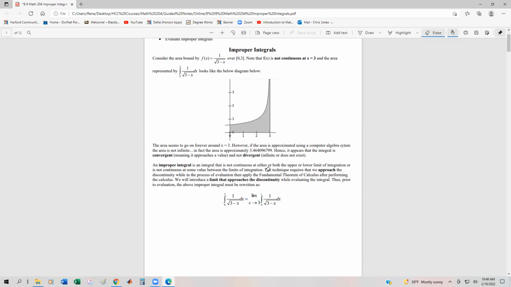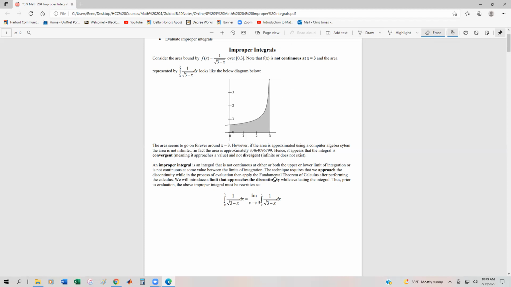By the way, if we were to use a computer algebra system, this would be the value that we get. So it's convergent. Any time we have an improper integral, or any integral, that gives us a specific real number value, it's convergent. However, if it doesn't go to a real number, if it's infinite or imaginary, then it's divergent. So when I say those terms throughout this video series on improper integrals, it just means it either has a real number value or it doesn't.